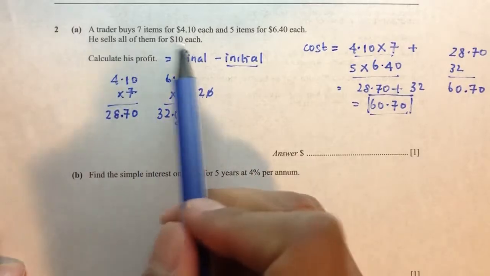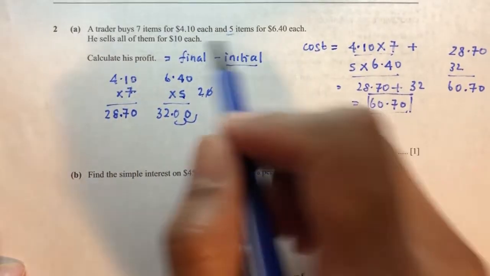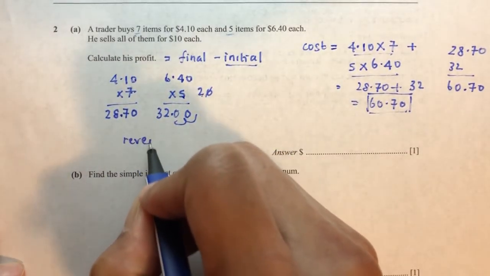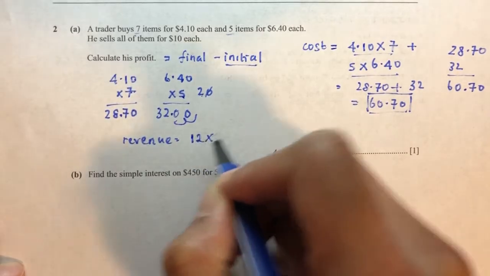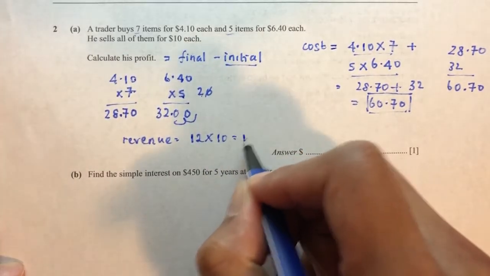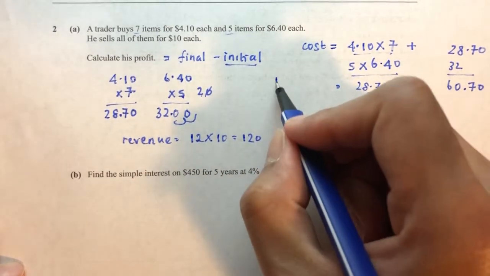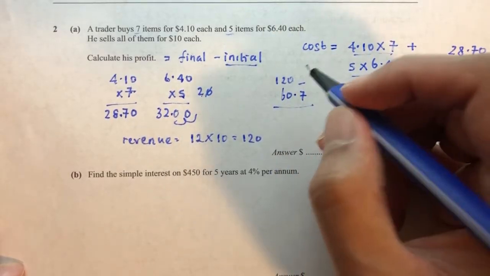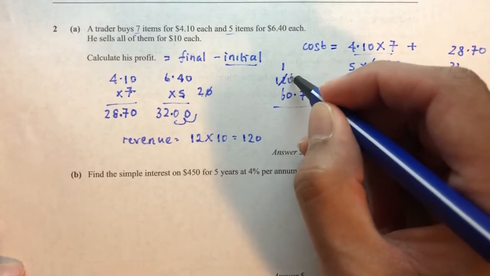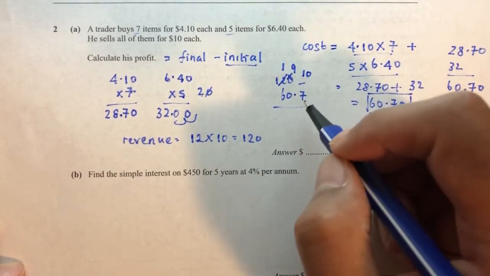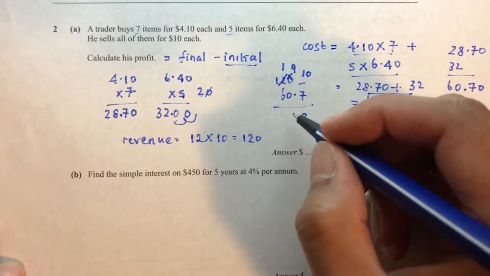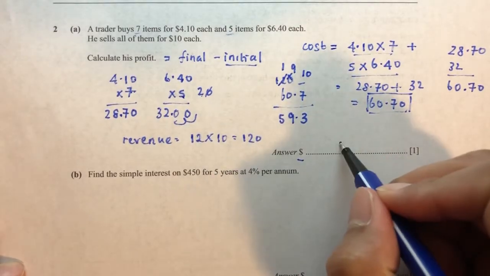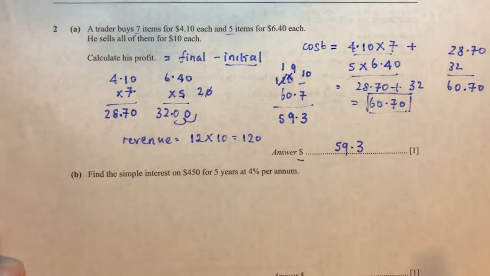So now he sells everything for $10 each. So in total he has 5 plus 7 products, which is 12. So what is his revenue? Revenue will be 12 products times the selling price. It will be 120. So now profit will be 120 minus the cost, which is 60.7. So this will be what? That'll be 1, 9, 10. So 10 minus 7, it will be 3. 9 minus 0 is 0. And 11 minus 6 will be 5. So his profit will be 59 and 30 cents.